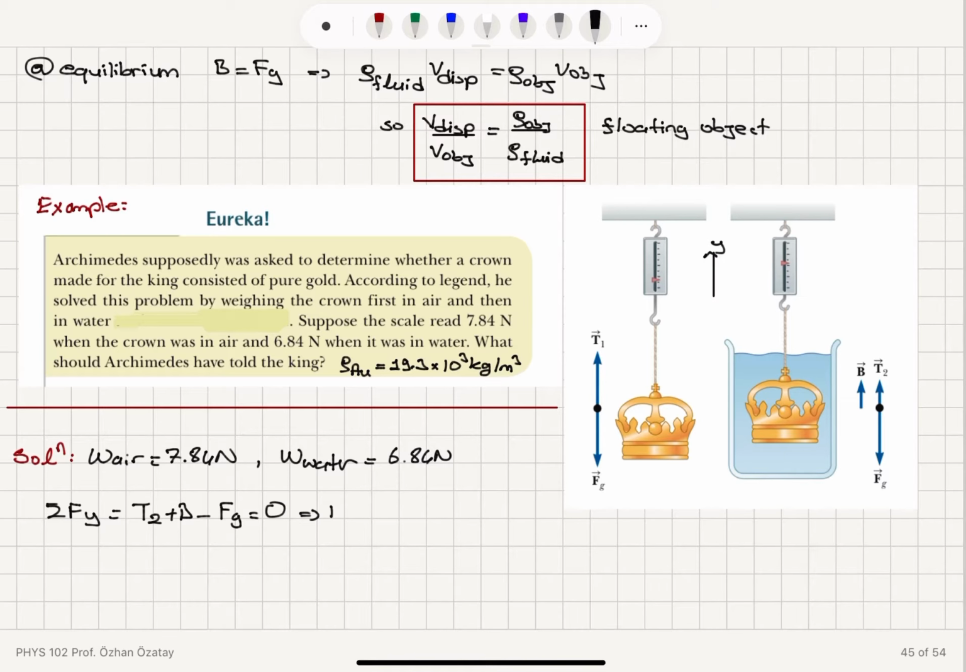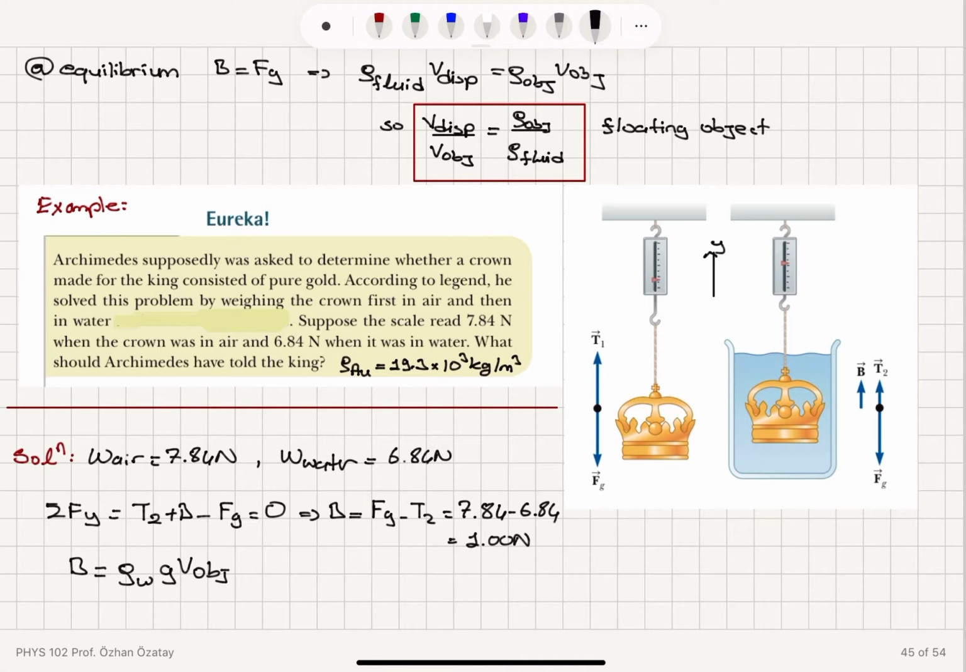So we see that the buoyant force should be equal to the true weight minus the second tension reading. So we have the first tension reading, T1, was the true weight, 7.84. The second reading is 6.84. So we conclude that the buoyant force is 1.00 newtons. And we know Archimedes' principle, buoyant force is equal to the weight of the fluid displaced by the object. So it's the density of the water, gravitational acceleration, multiplied with the volume of the object.